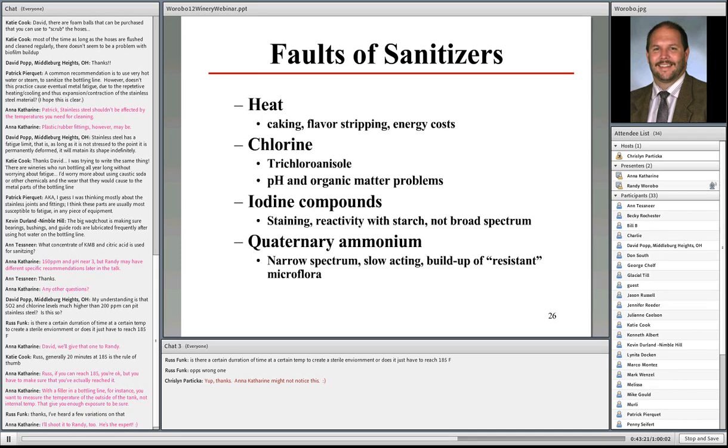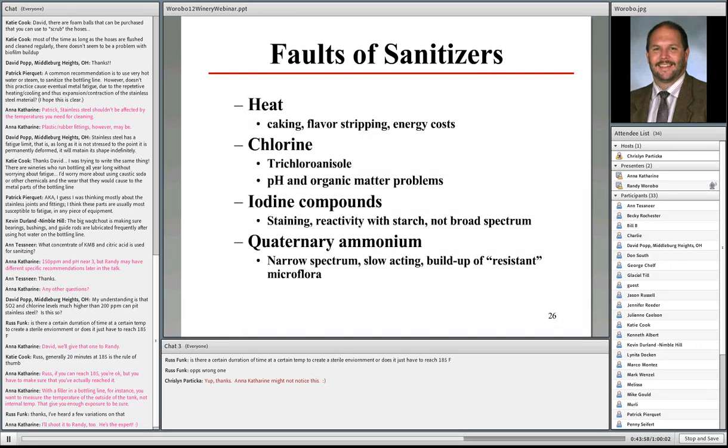At the same time, if you're using hot water to sanitize your barrels, you do lose some of your flavors as well as your volatiles just because of the hot water. There's also the energy costs associated with generating the hot water. With chlorine or chlorinated compounds, like I said, you've got the TCA or trichloroanisole byproducts that can be formed. You want to keep in mind that you should be measuring the pH if you are using a chlorinated compound, and then you want to minimize the amount of organic matter, meaning you do a good job of cleaning.